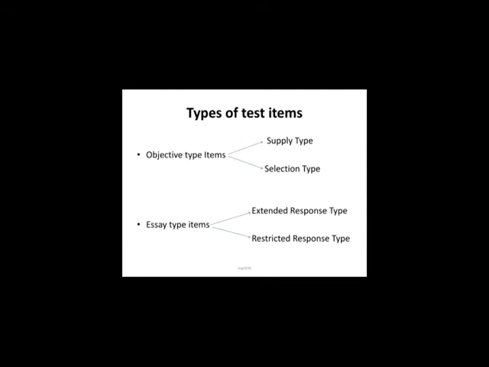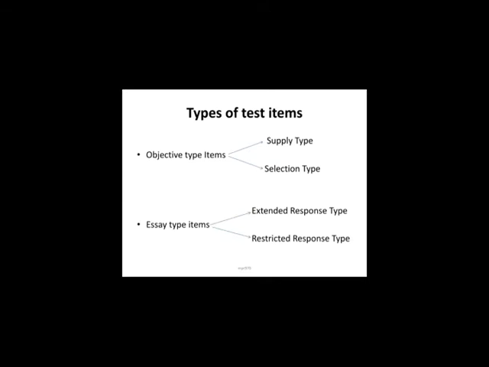In the selection type items, the stem of the item will be an incomplete statement, and from the given responses, the respondee has to select the correct answer and fill in the statement. The correct response should be selected from the given responses. That is selection type.